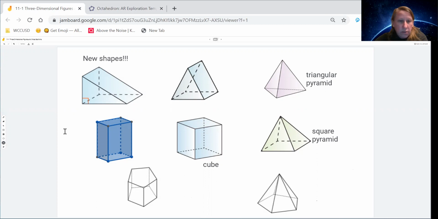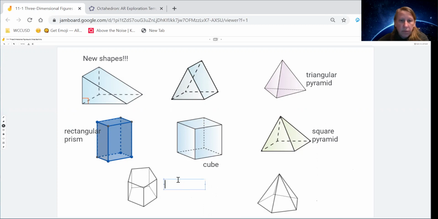Anyone know what this one's called? Yep, rectangular prism. This cube is also a rectangular prism. It's more special because all of the faces are regular. That means all four sides are the same and all four angles are the same. So it's more special.